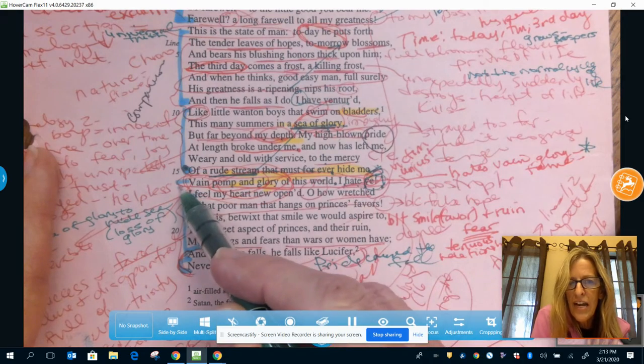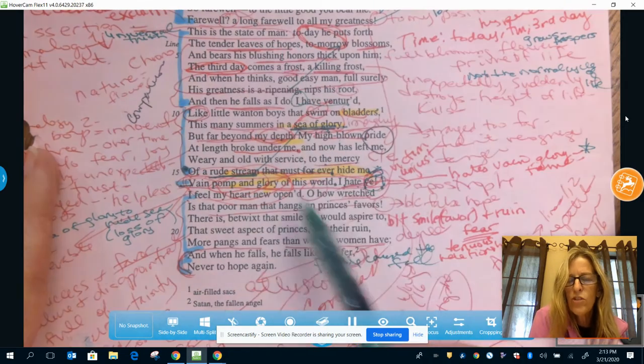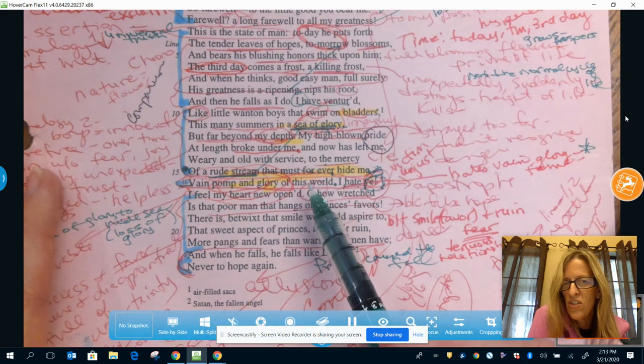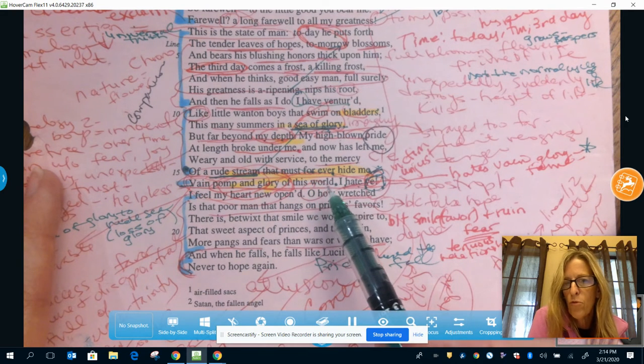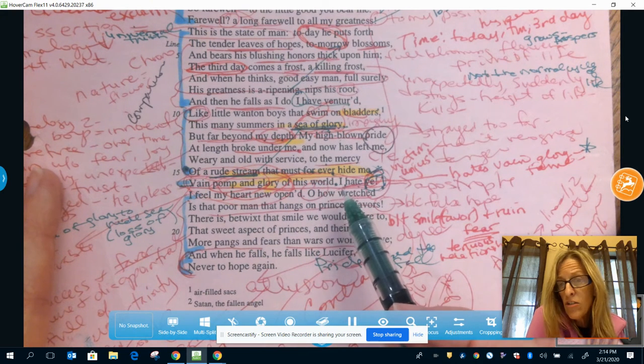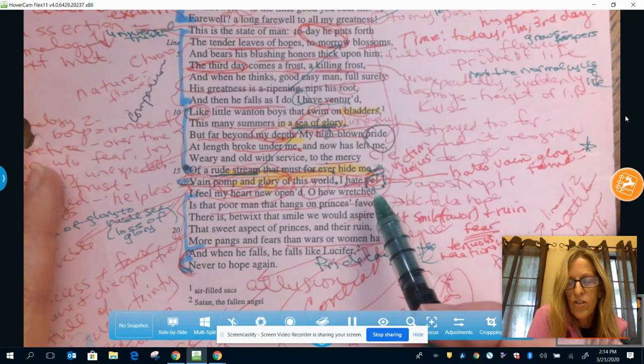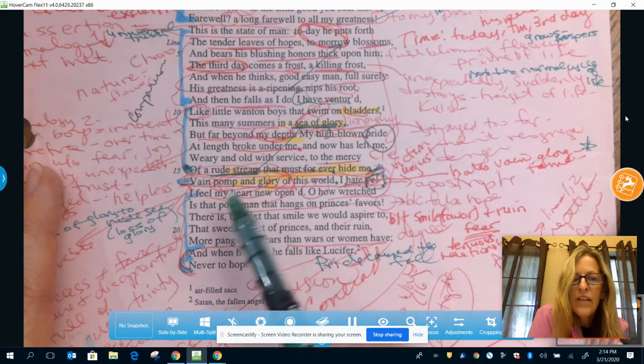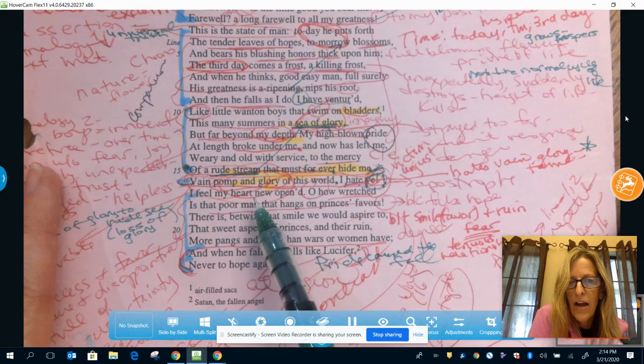That seems to stand alone, kind of back more to a philosophical view of just the state of man and what we strive for and think we're going to accomplish. But it is vanity in the long run. It's all gone, it's all lost. Then he moves again. "I feel my heart new open."